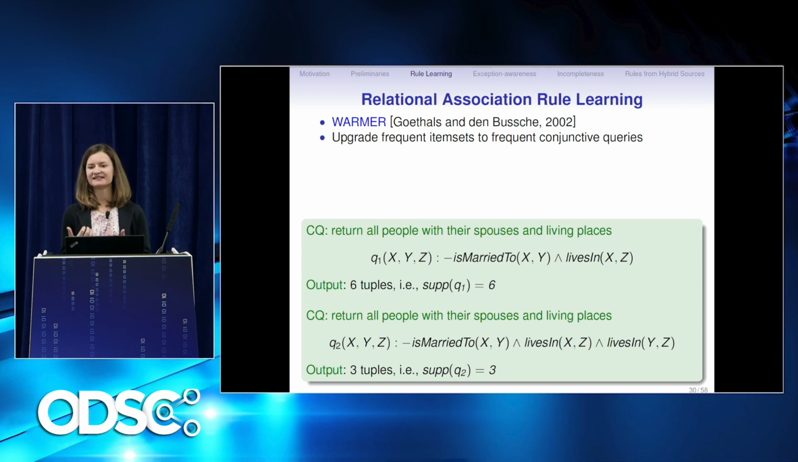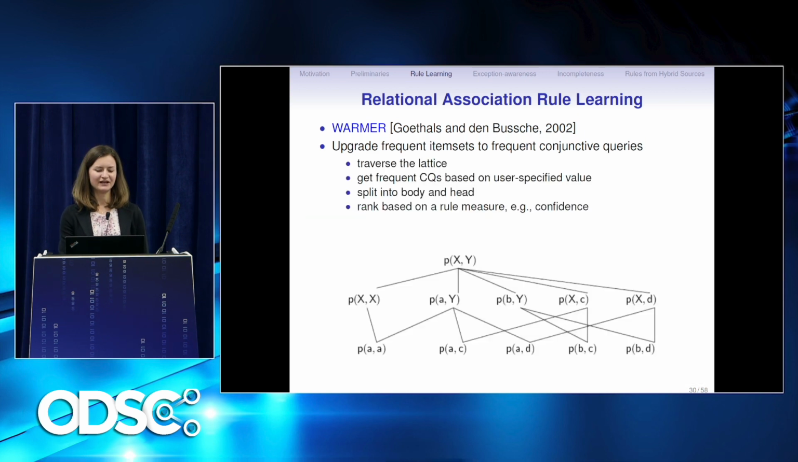Then if we, let's say, split the query into 2 parts, we could get the head and the body of the rule that the query corresponds to. So for instance, we just count how many married people live together and divide that by the number of, let's say, people who are known to be married, but are not known to live together. And essentially you, in the same fashion, traverse the lattice of relational structures.